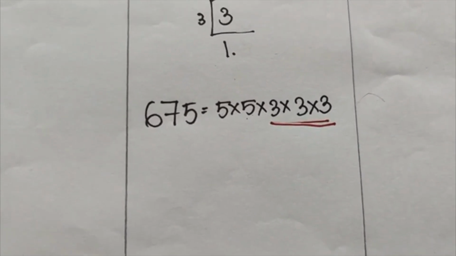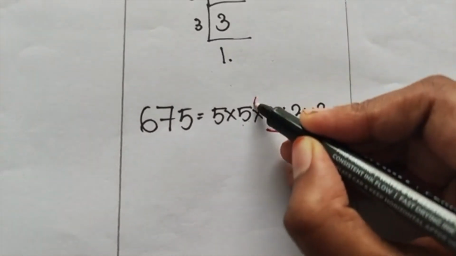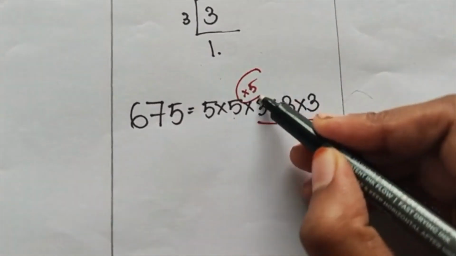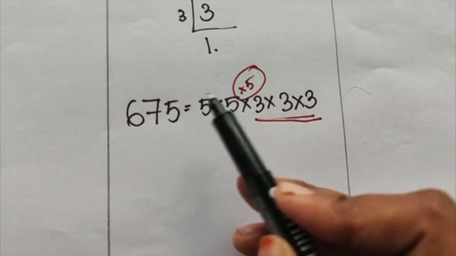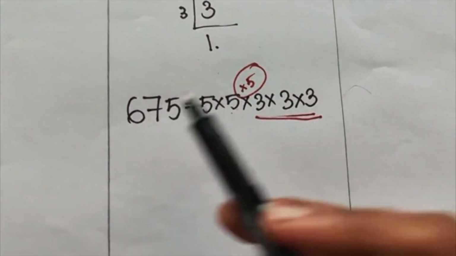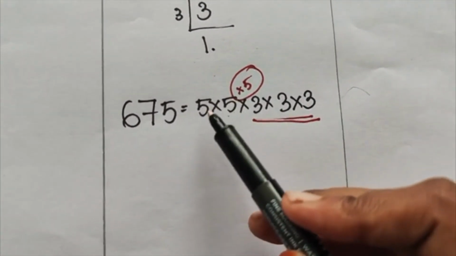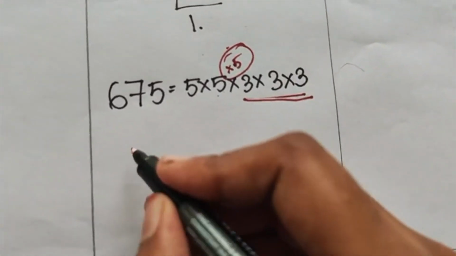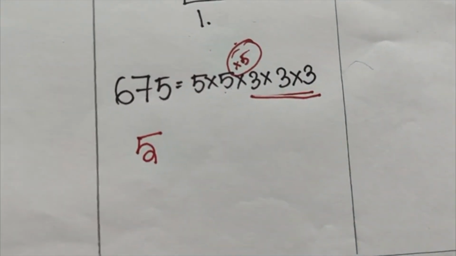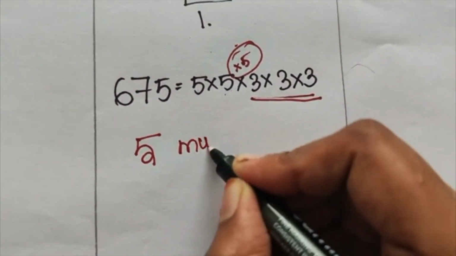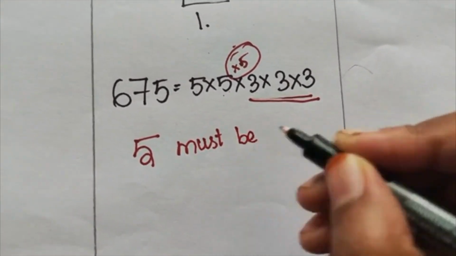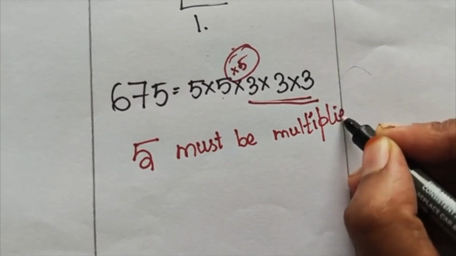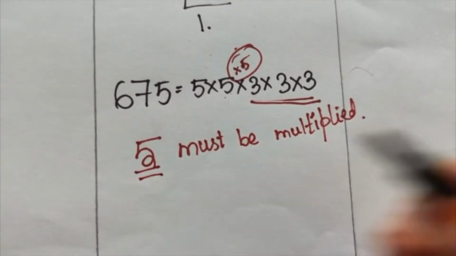How can we change it to a triplet? Okay, shall I multiply this one with 5? If I multiply with an extra 5, this number would become a triplet. So what number must be multiplied? The extra digit which we require is 5. So we can tell 5 must be multiplied. So this is the answer. Let's go to the next one.